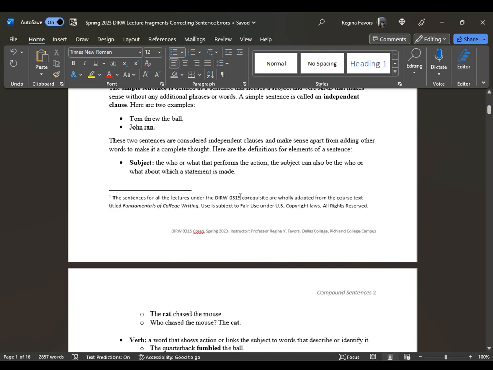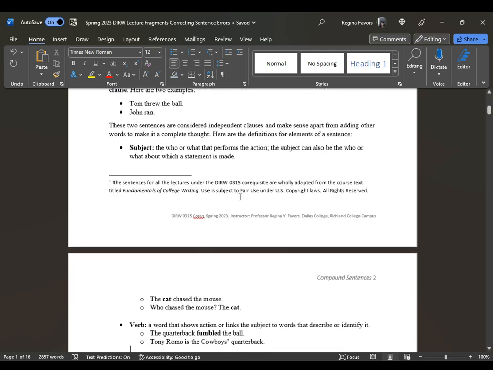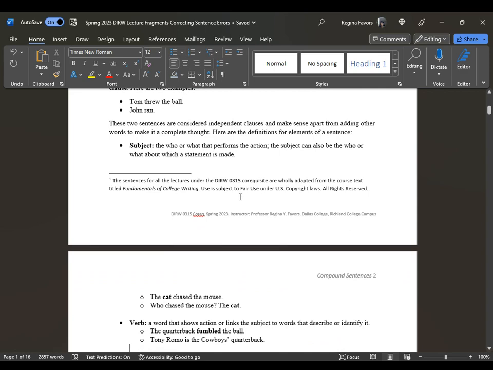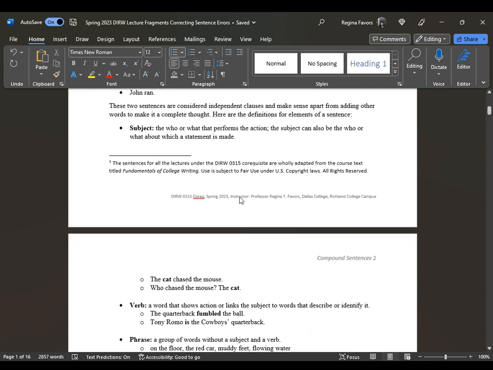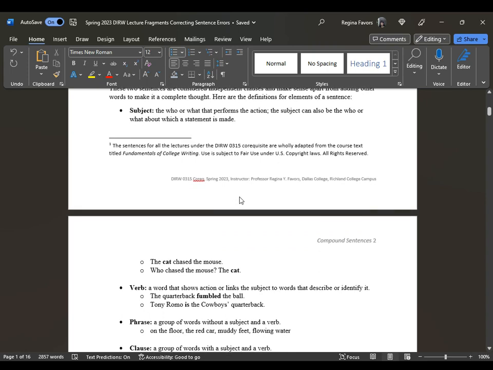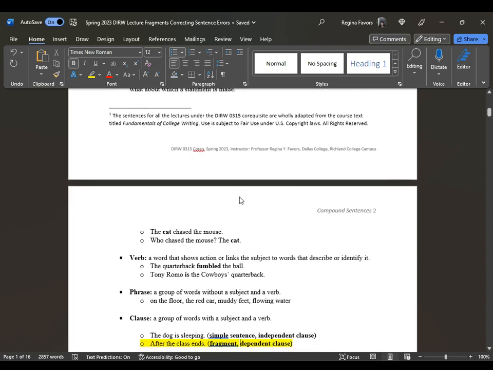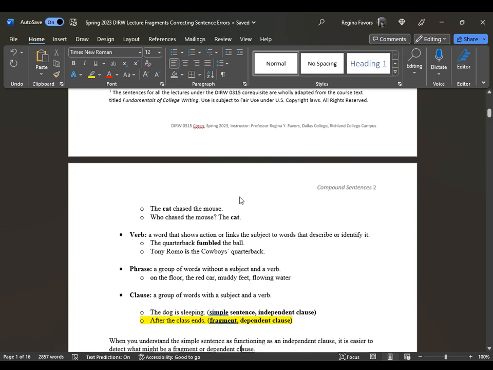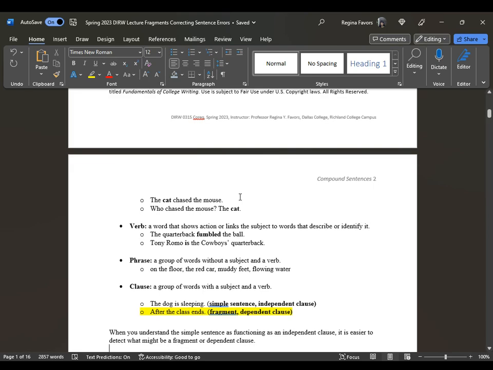So, subject again, the who or what that performs the action. The subject can also be the who or what about which a statement is made. So, the cat chased the mouse. Who chased the mouse? The cat. Verb is a word that shows action or links the subject to words that describe or identify it. So always pay attention when you see the word link. That means linking verb. Linking verbs are part of the be verb family. So the quarterback fumbled the ball. Tony Romo is the Cowboys quarterback.